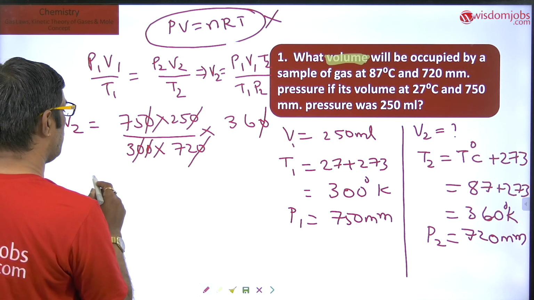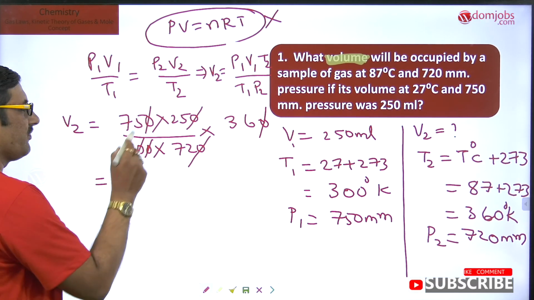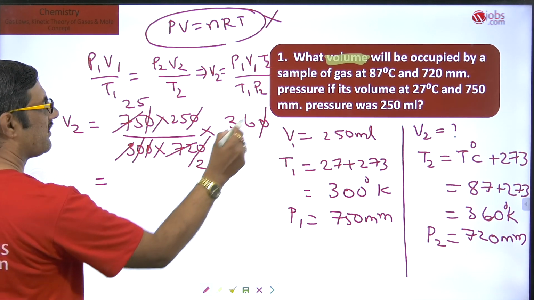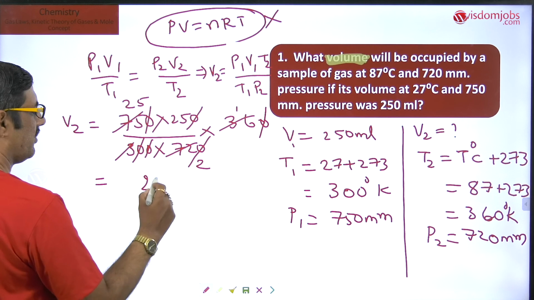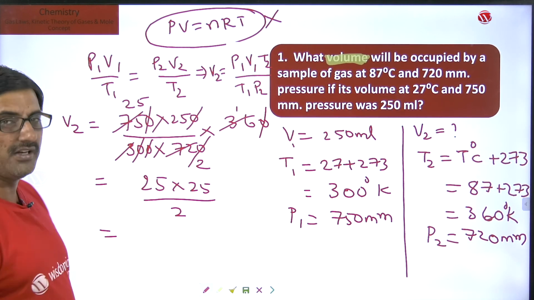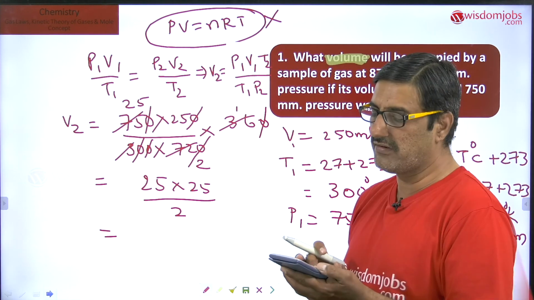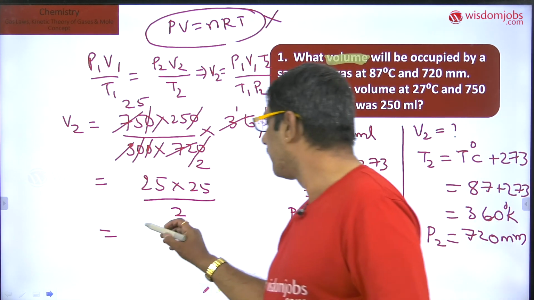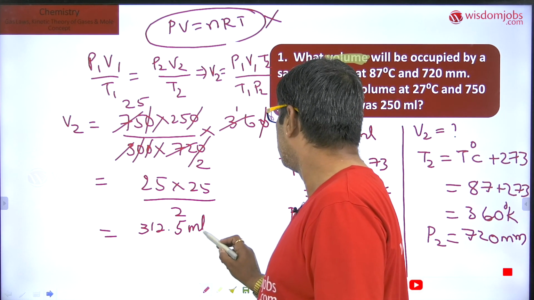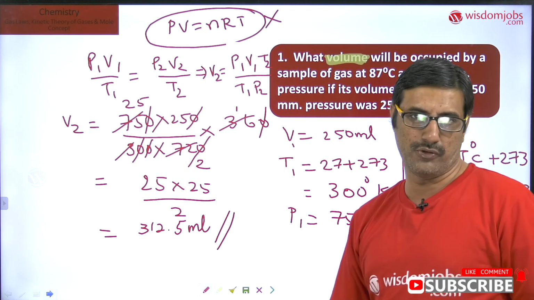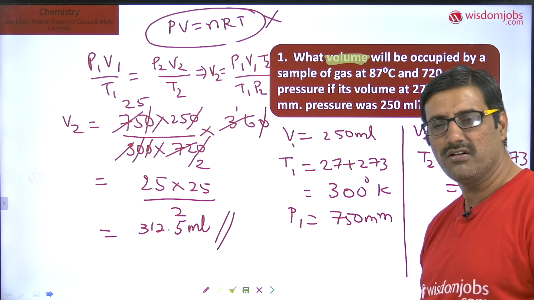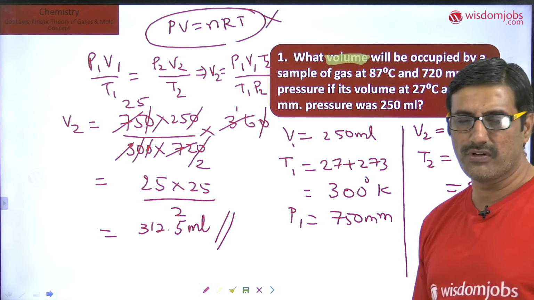Okay, so you are remaining with what now? So 3 into 25 times. Okay, so 72 twos and 36 ones. So it is 25 into 25 by 2 or 625 by 2. 625 by 2 would give you 312.5. Yeah, so it is 312.5 ml. Okay, so this is the answer for V2. So use this P1 V1 by T1 equal to P2 V2 by T2 equation and solve the unknown. Okay, so in this way you can solve the problems.